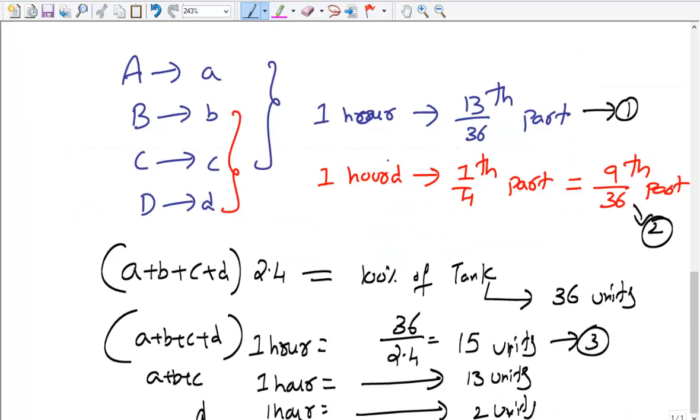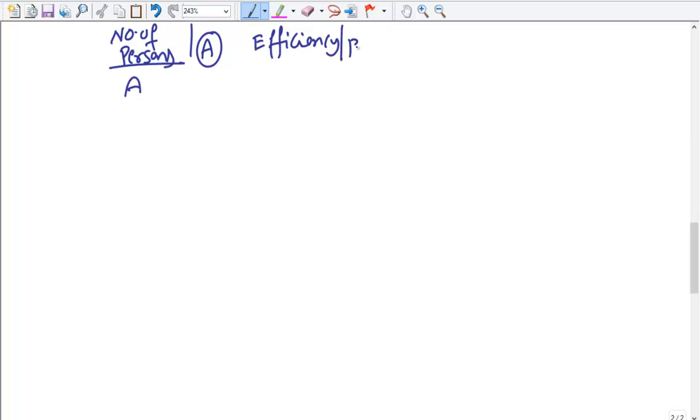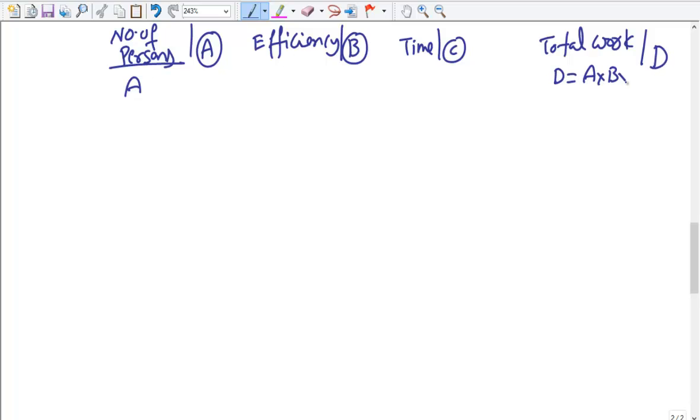So we have got 3 persons here. If I write the number of persons, that is A, efficiency, that is B, time, that is C, and then total work, that is D. In fact, D equals A into B into C. Don't confuse between the ABC columns and the person names ABC.